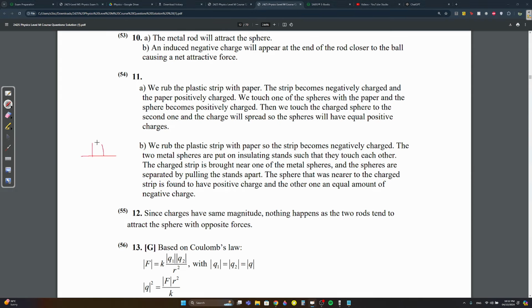You have two spheres. Remember this experiment? You bring the negative rod near it. Why is it negative? Because we rubbed them together; this is the negative plastic rod. When you bring it near, all the positive charges will flow here and all the negative charges will flow here. What are we going to do now? We're just going to separate them. We pull this one to the left. This is going to be negative, this is going to be positive. So now they have opposite signs. It's so easy, guys.